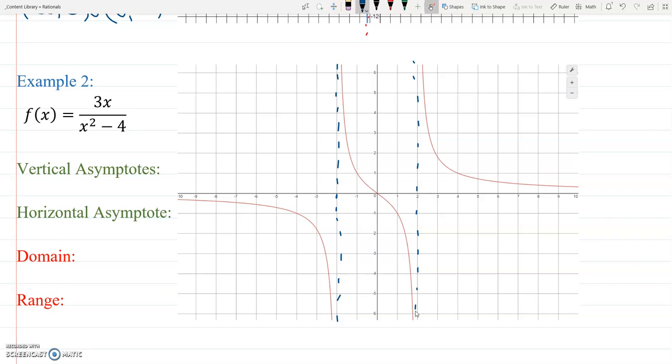Okay? So, my vertical asymptotes, you need to have memorized that they are x equals negative 2 and positive 2.